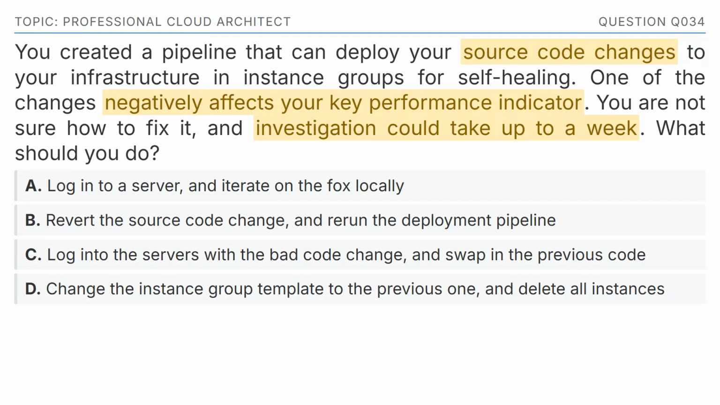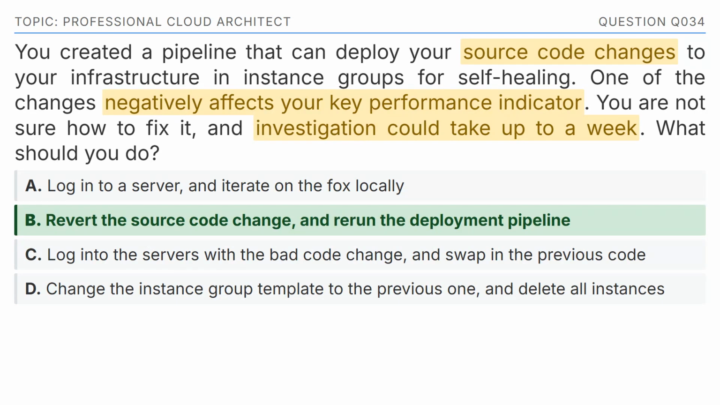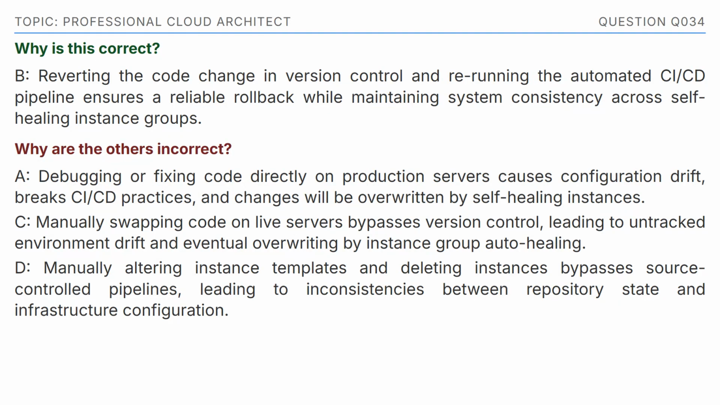To arrive at the correct answer, we focus on the keywords: source code changes, negatively affects your key performance indicator, investigation could take up to a week. The correct answer is Option B, revert the source code change and rerun the deployment pipeline. Why is this correct? B. Reverting the code change in version control and rerunning the automated CI/CD pipeline ensures a reliable rollback while maintaining system consistency across self-healing instance groups.